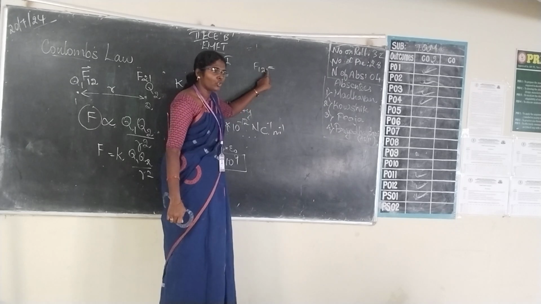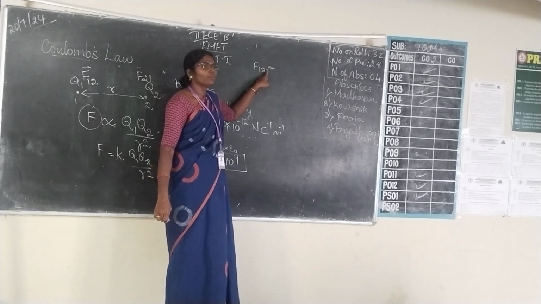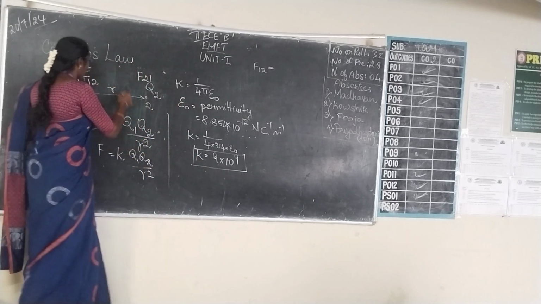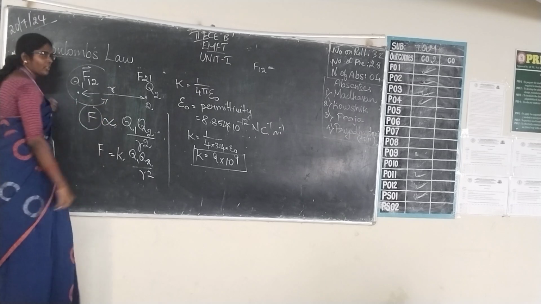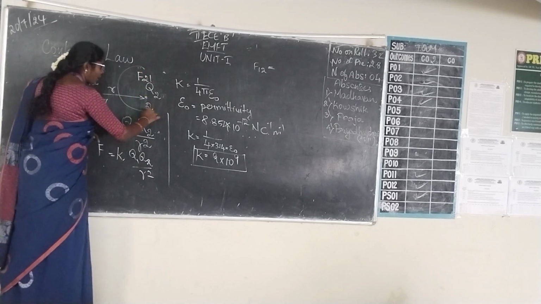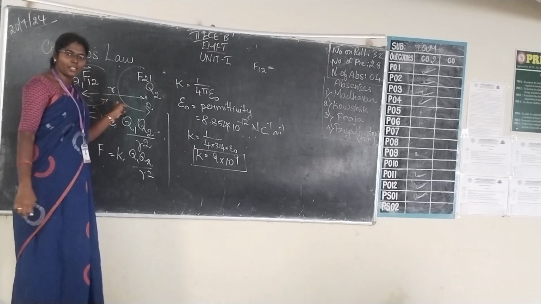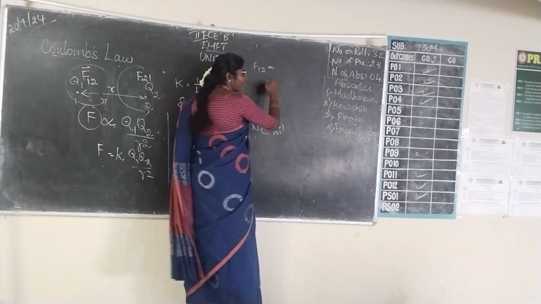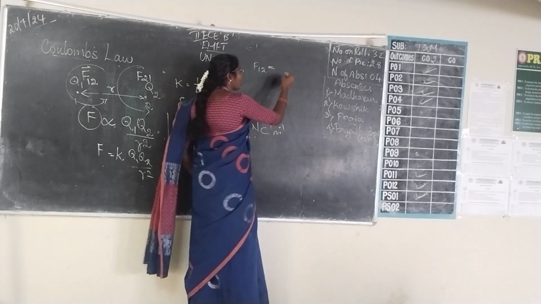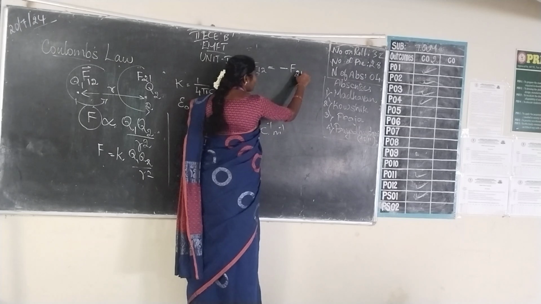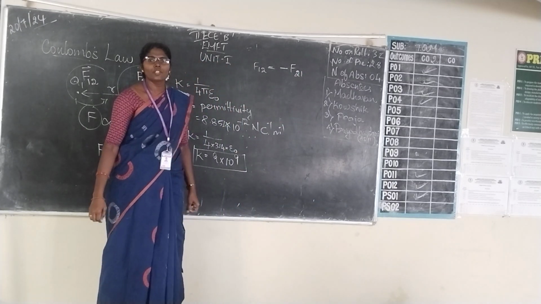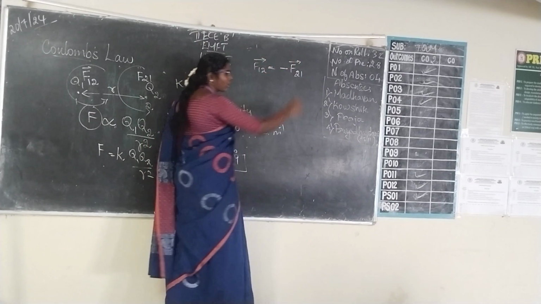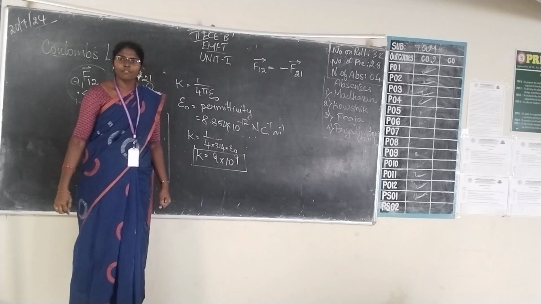Force is a vector quantity, so there are two forces: the first force will be in one direction, and the second force in the other direction. One is towards inwards and the other is towards outwards. So we define F12 is equal to minus F21. What are these quantities? These are vector quantities, so we write them as F vectors.